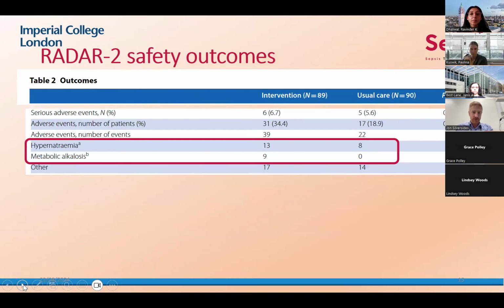Adverse events. Our safety outcomes included looking for specific adverse events, and not perhaps terribly surprising, we found hypernatremia and metabolic alkalosis were common complications of diuretics.